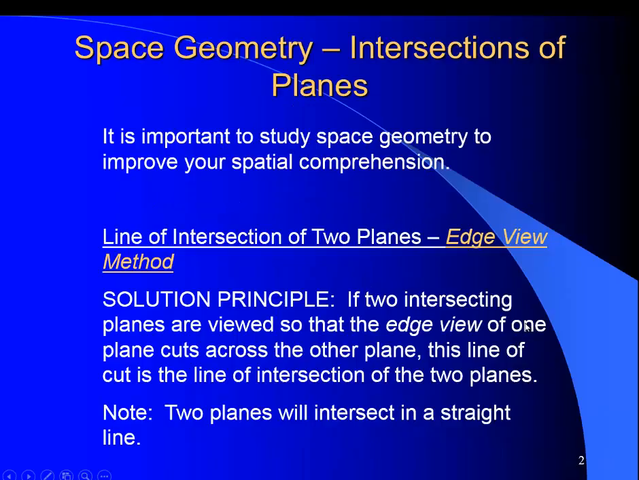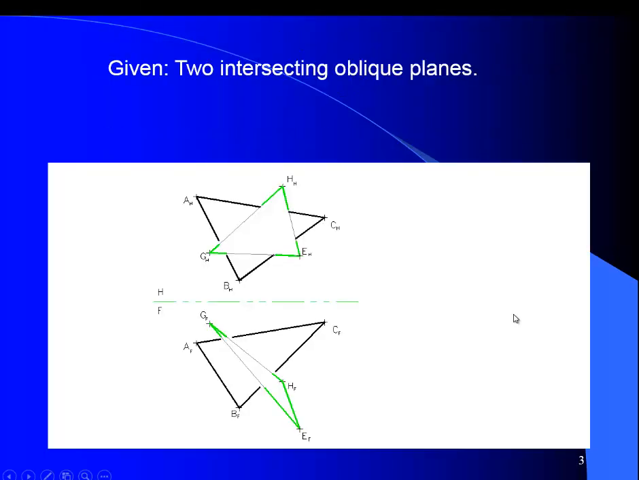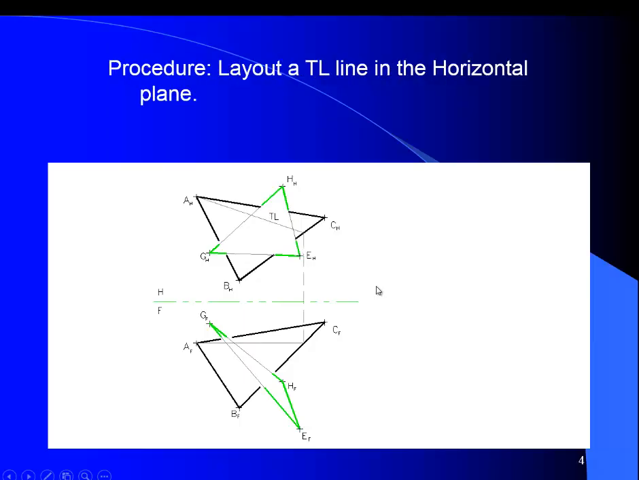Again, there's our solution principle, finding the edge view of one of the two planes. So if I have two planes that intersect each other, and I want to find exactly where they intersect, then the first thing I'm going to need is a true length line so that I can find an edge view of one of those two planes. And it doesn't really matter which one we go off of.